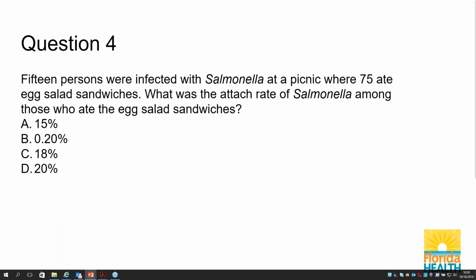So question 4. 15 persons were infected with salmonella at a picnic where 75 ate egg salad sandwiches. Surprise. What was the attack rate, not attach rate? What was the attack rate of salmonella among those who ate the egg salad sandwiches? And those are our options.